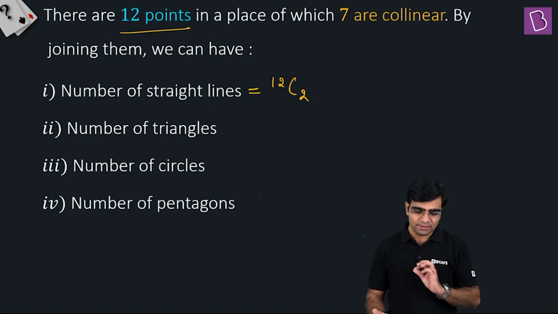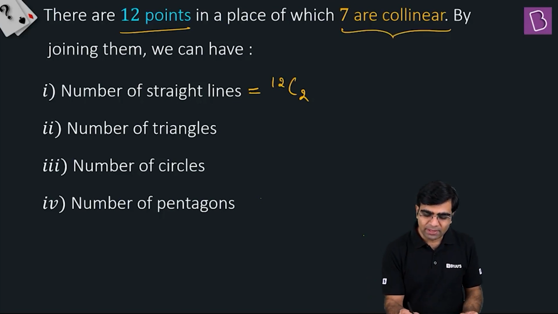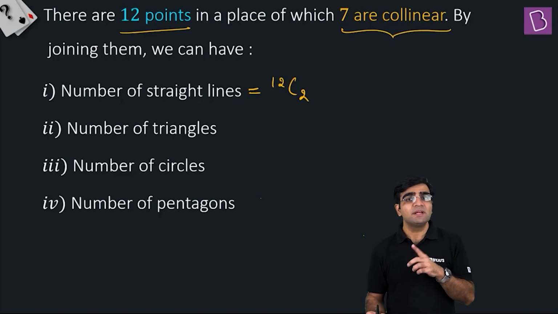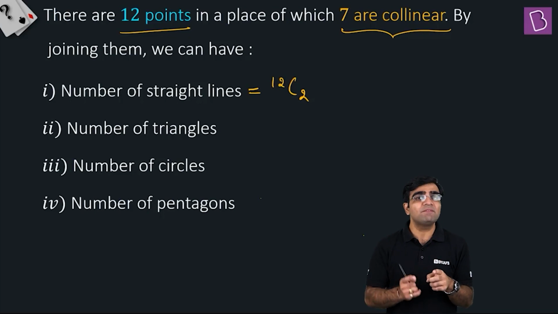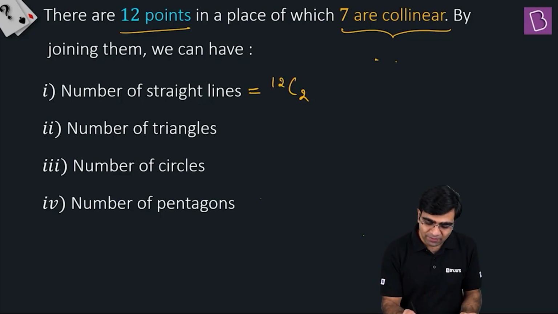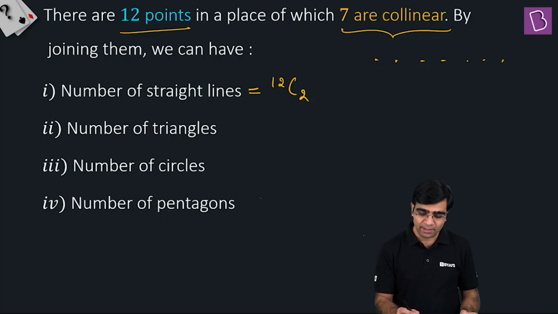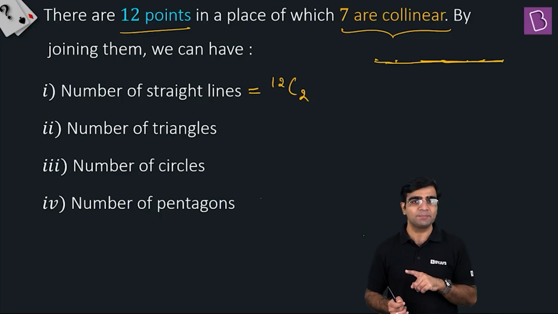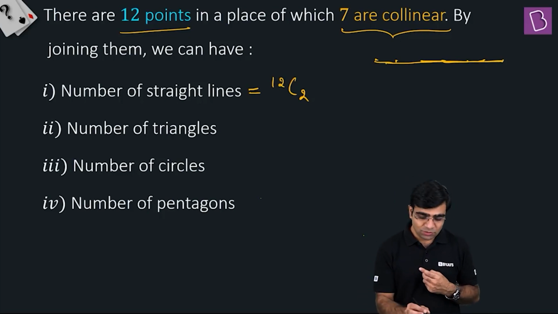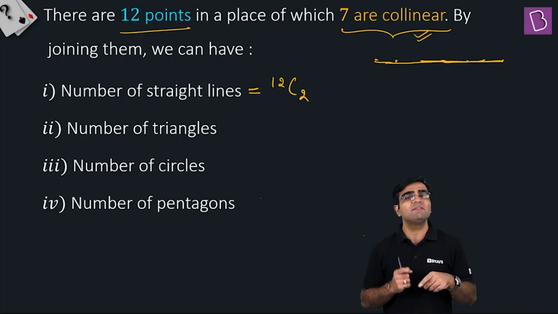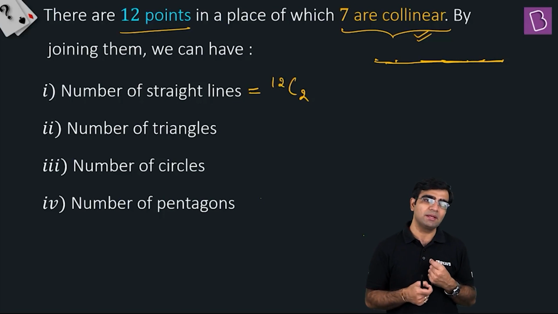But there will be a mistake in that. We have 7 collinear points, right? Out of these 7 points, if I choose any 2 of them, they will every time form the same line only, right? Let's say I have 6 or 7 points here. If I join these 2 points or these 2 points or any 2 points, they will every time give me the same line. So in this 12C2, when I choose any 2 points out of these 7 collinear points, we will actually be counting the same line again and again.